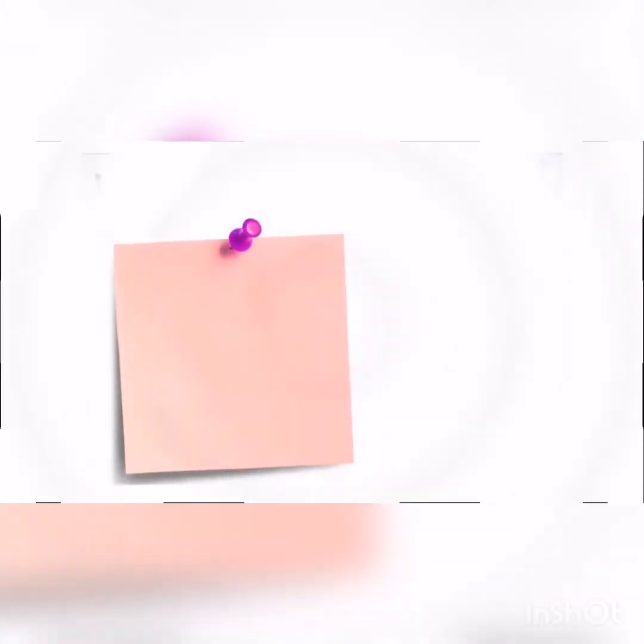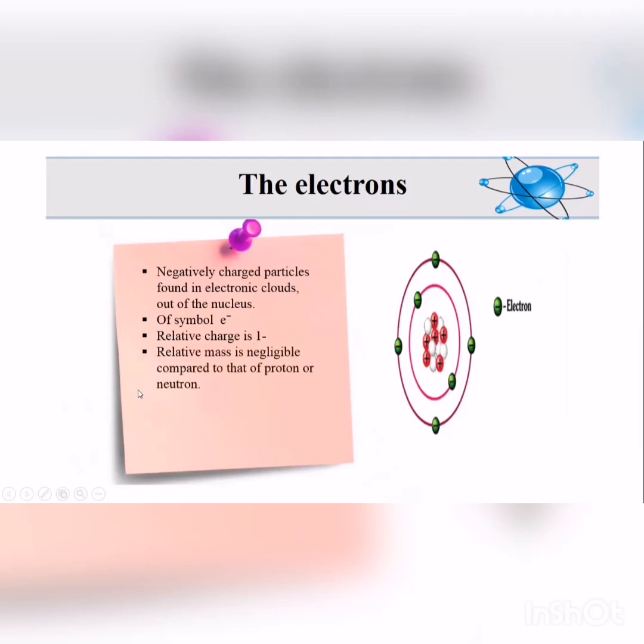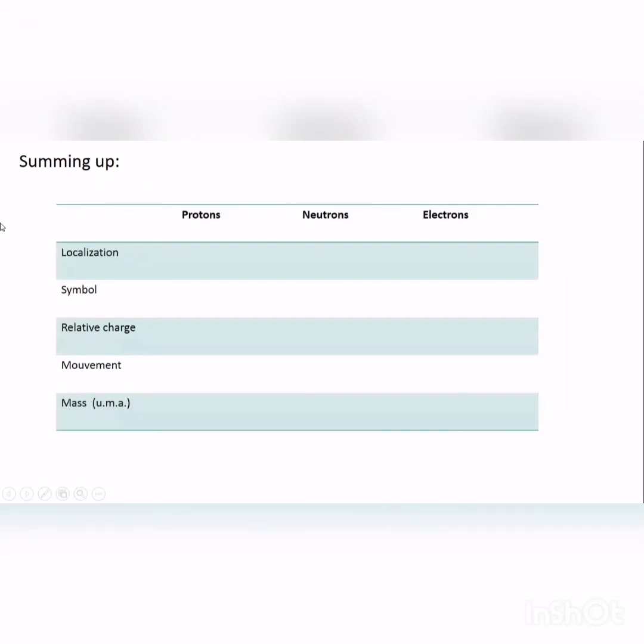Okay, the electron. Electrons are the green spheres. They are negatively charged particles found in the electronic cloud outside the nucleus, of symbol e minus. The relative charge is 1 minus and the relative mass is negligible compared to that of proton and neutron. This is the electron.